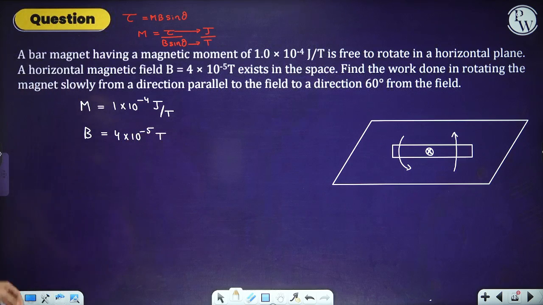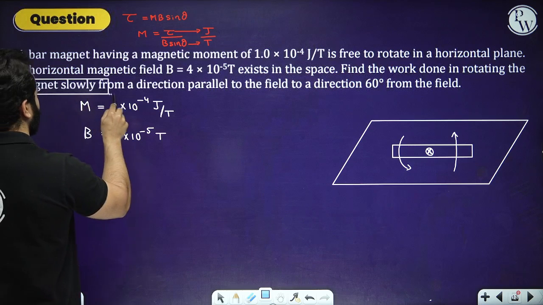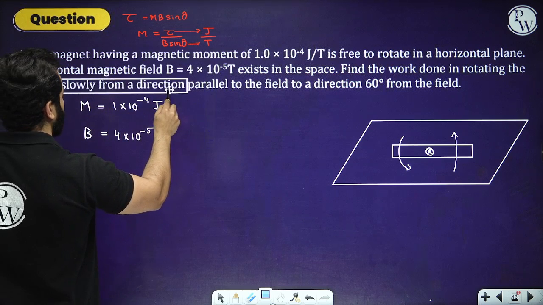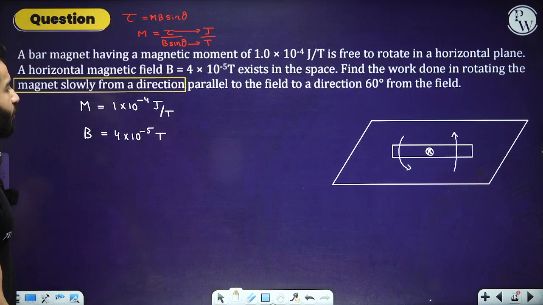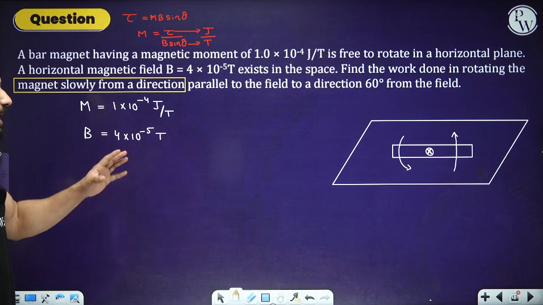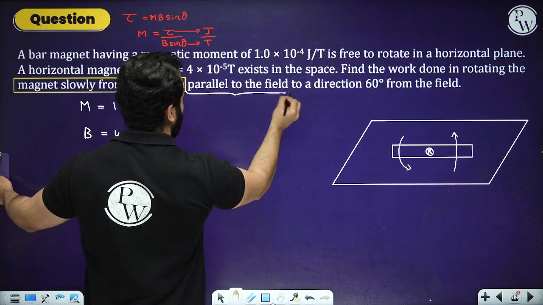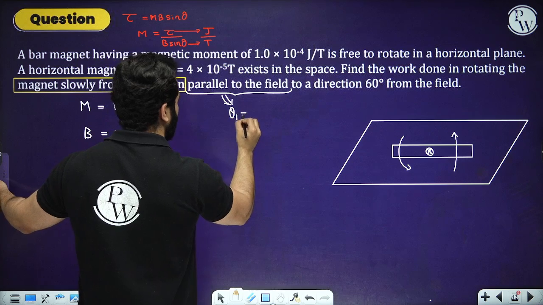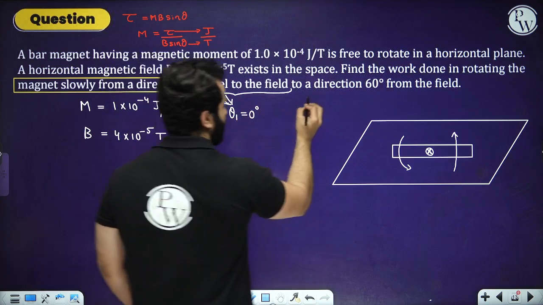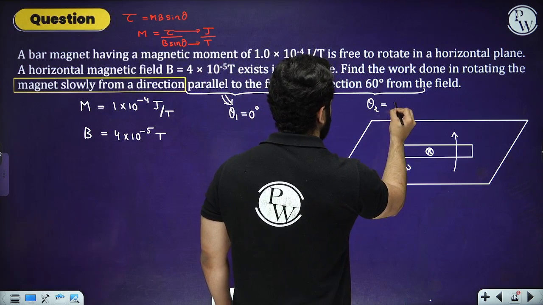Find the work done in rotating the magnet slowly. Whenever they say slowly, we don't have to worry about kinetic energy. Slowly, from a direction parallel to the magnetic field, means that theta 1 is 0 degrees and theta 2 is 60 degrees.